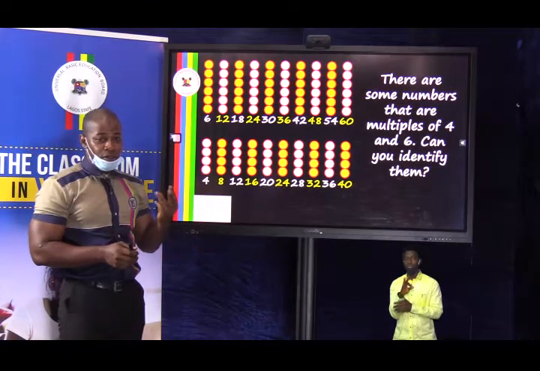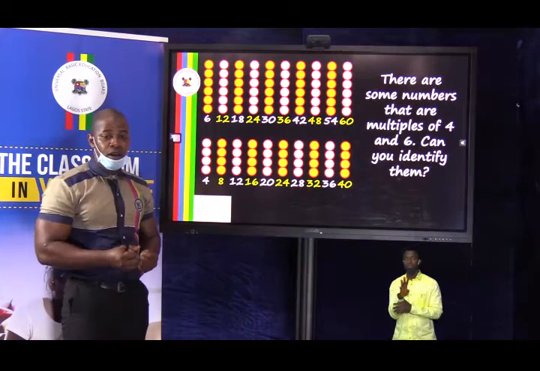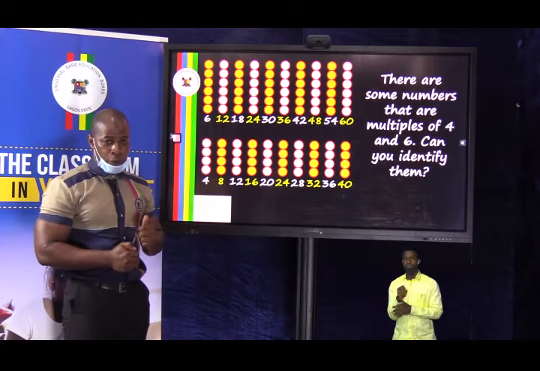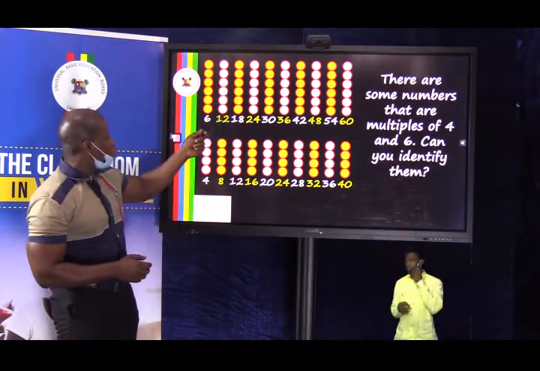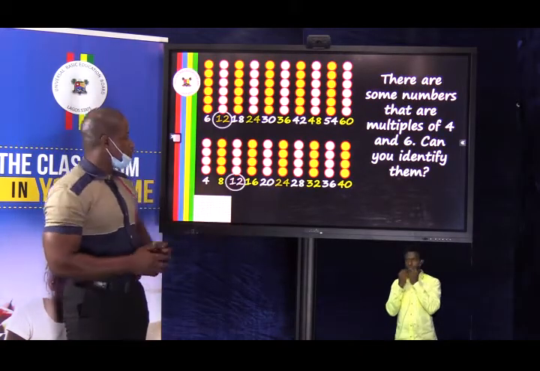10, 9, 8, 7, 6, 5, 4, 3, 2, 1. All right, let's check it out. Of course, we have 12. 12 is a multiple of 6. It's also a multiple of 4. You can see it pulsing. I'll circle it for you.